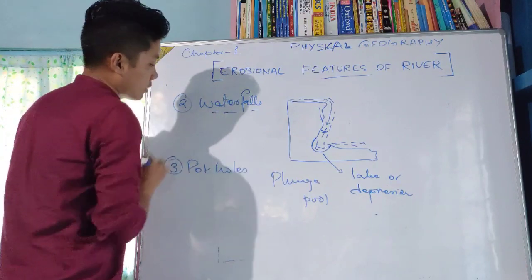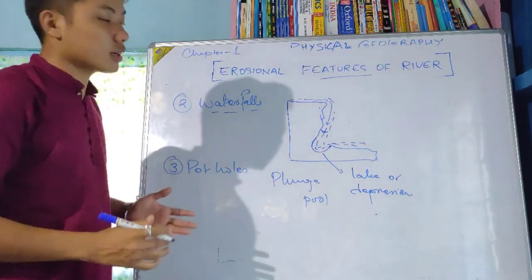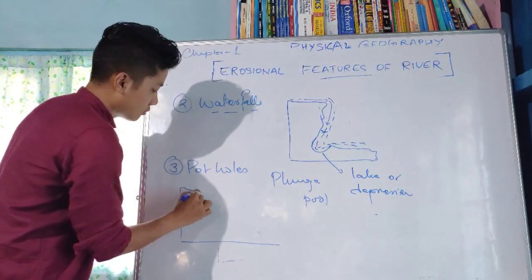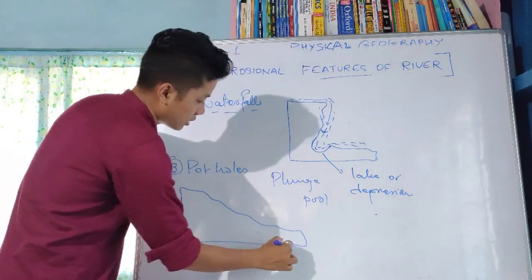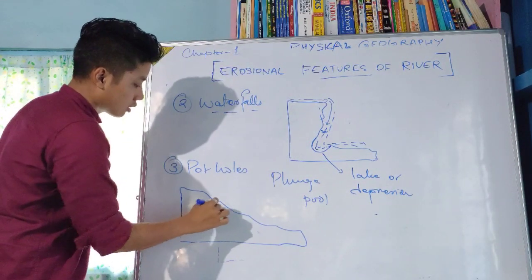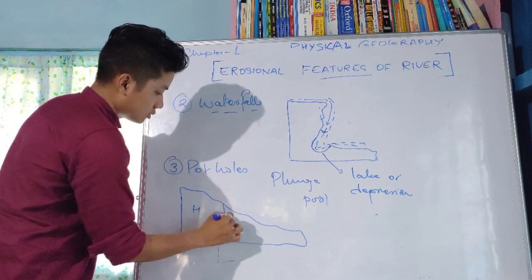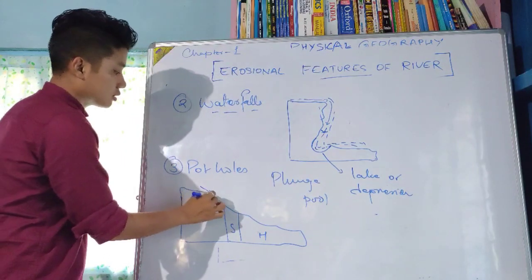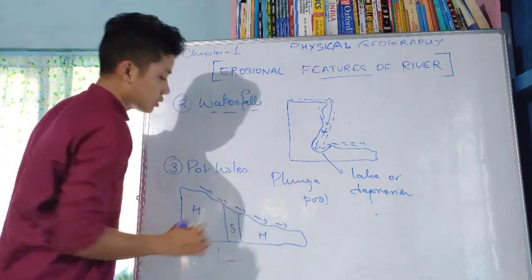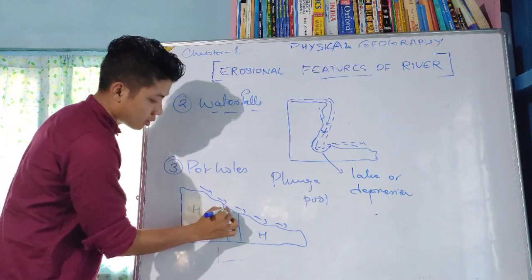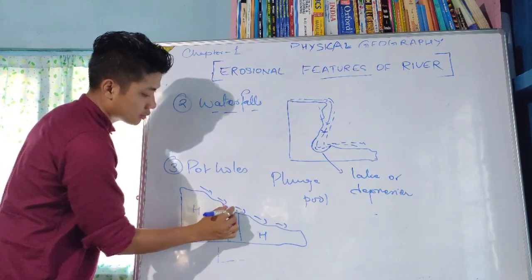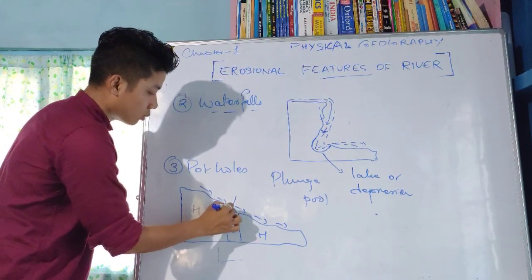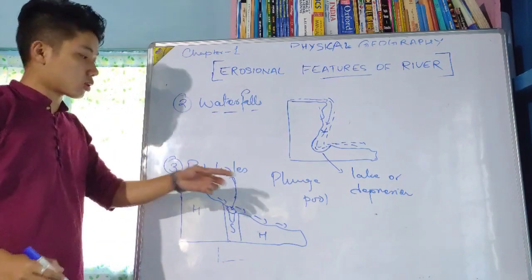Okay, next, number 3, we have potholes. See, sometimes the rock is composed of alternate bands of soft rocks and hard rocks. For example, if this is a river bed, this is hard rock and this is soft rock, and these are hard rocks. Sometimes because of the action of the river, a hole or depression is formed in these soft rock beds.